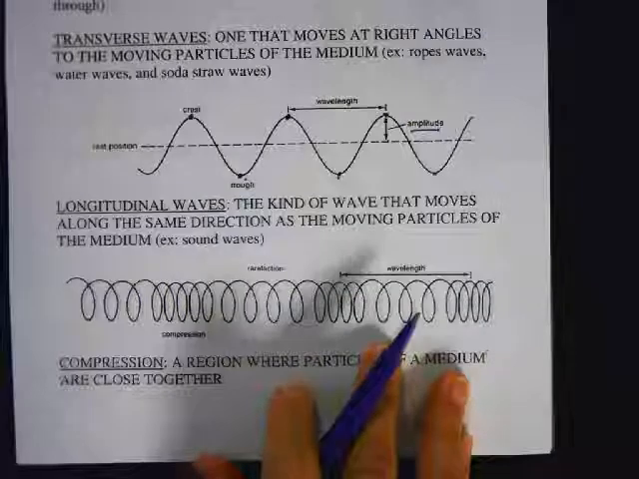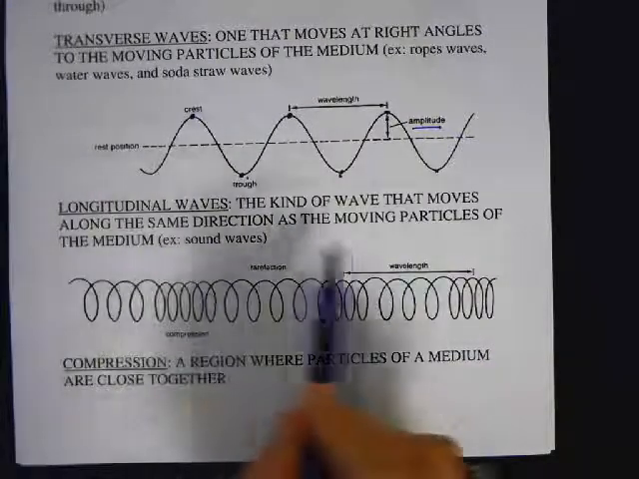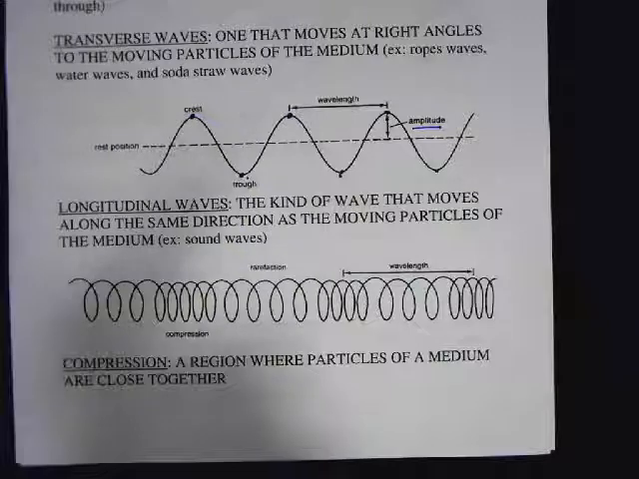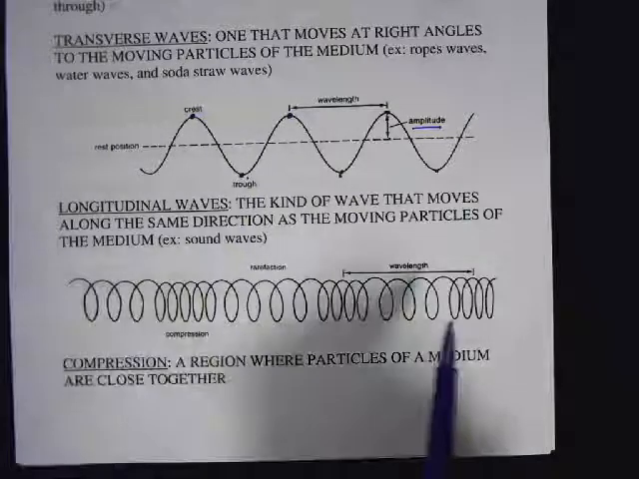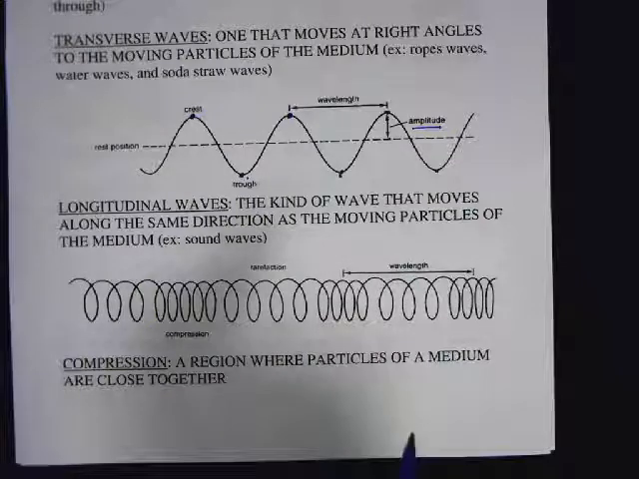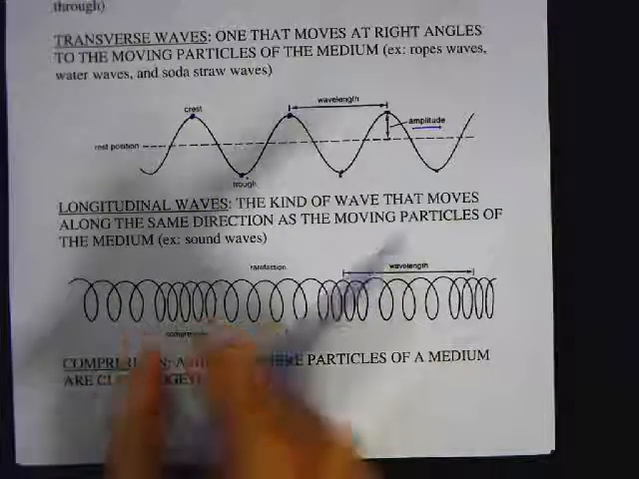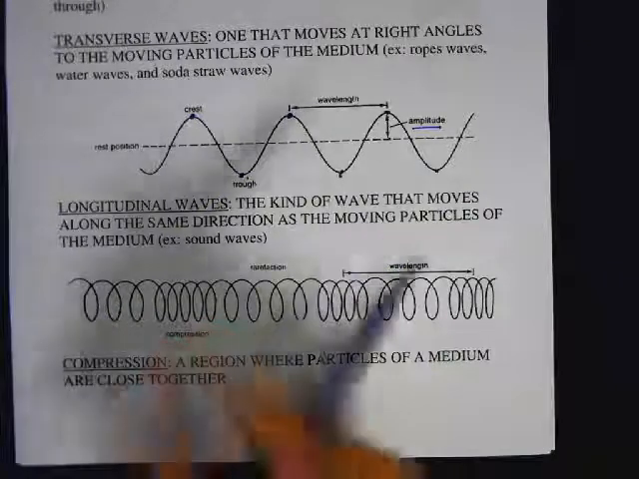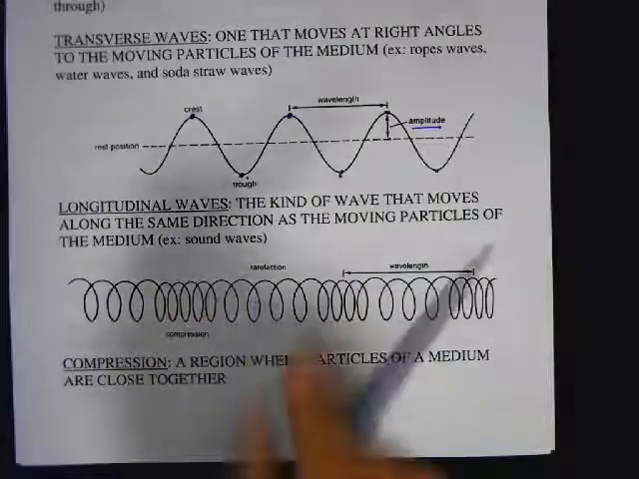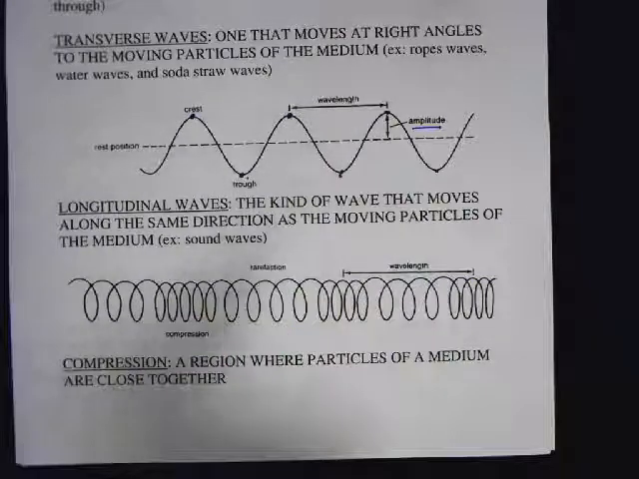Longitudinal waves are the kind of wave where the medium moves along the same direction as the wave. We're also going to look at longitudinal waves tomorrow in our lab. So this is a diagram of a longitudinal wave, and a longitudinal wave is a series of compressions and rarefactions. A compression is where the particles within the wave are closer together, and a rarefaction is where they're spread apart.